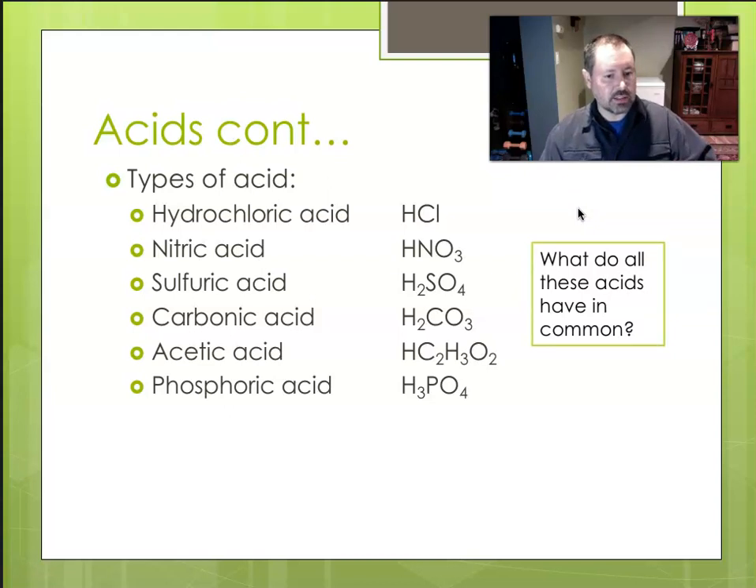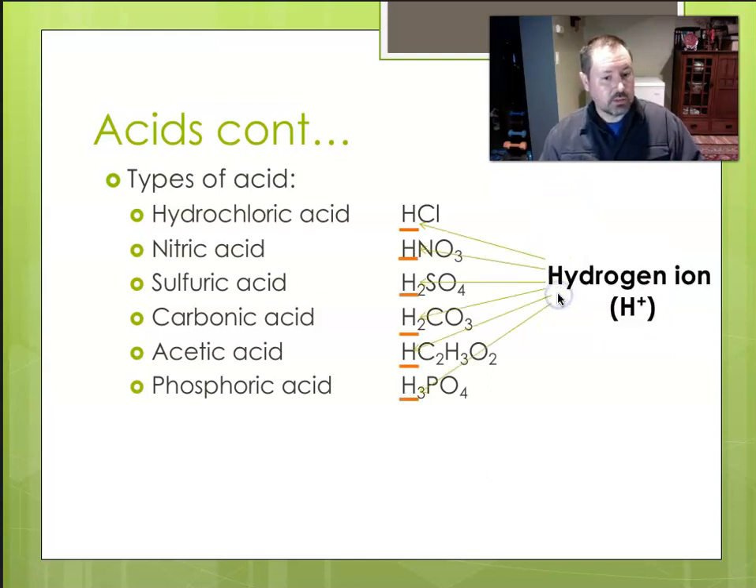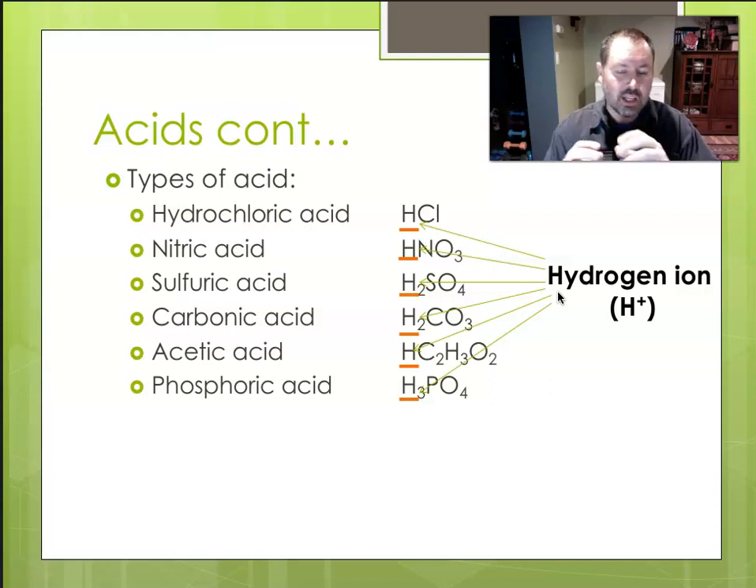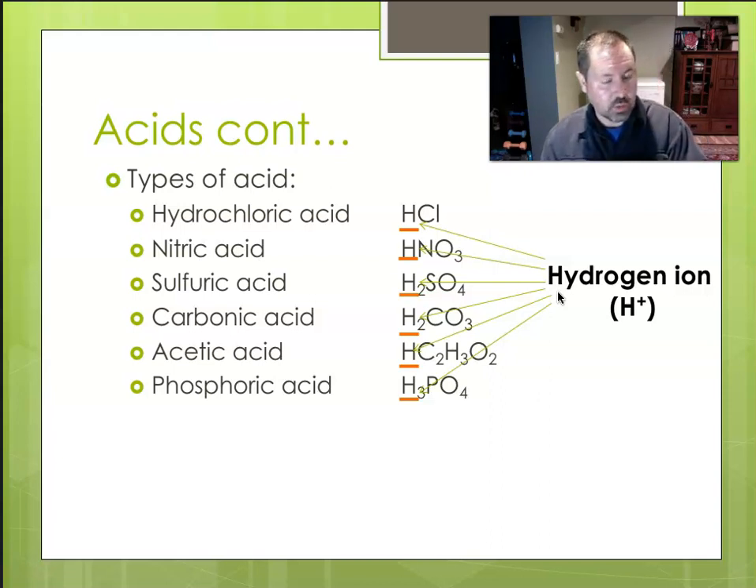If you're looking at these acids here, look at their chemical formula. What do they have in common? They all start with an H, right? That H is a hydrogen ion. Now, we talked about ions in the past. An ion is essentially a charged atom. It's an atom that's either got an extra electron, which makes it negative, or it's missing an electron, which makes it positive. So in this case, it's the hydrogen ion, the H+, which means it's missing an electron. And if it's missing an electron, it's H+ ion, hydrogen plus.